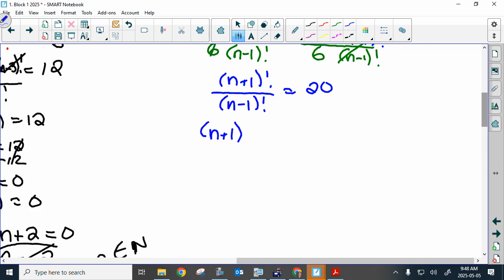Guys, what's 1 less than n plus 1? Don't forget that there's an n there, right? And then you can pair it with your n minus 1 on the bottom. And you're not skipping steps at all.